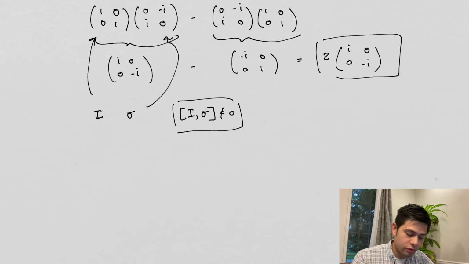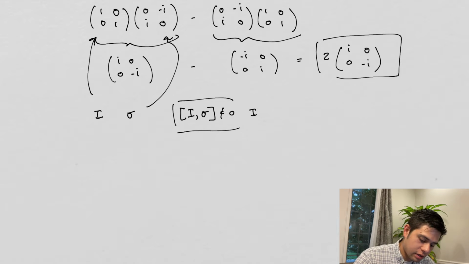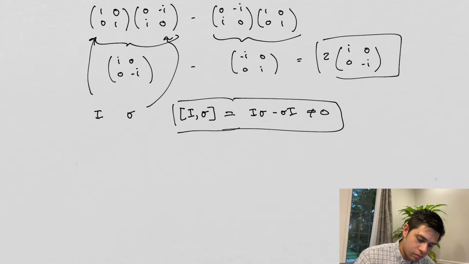Again, this is a lot of review, but if you don't know, this notation really means I times sigma minus sigma times I, right? So just to be a little bit more clear, this is the same thing as I times sigma minus sigma times I. So this point right here, that the fact that this doesn't equal 0 means that these two things don't commute.